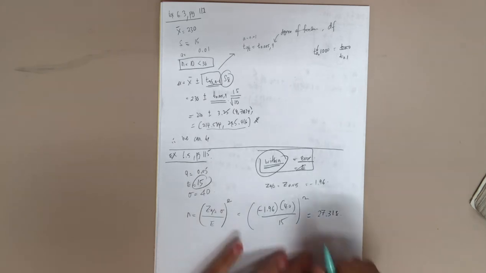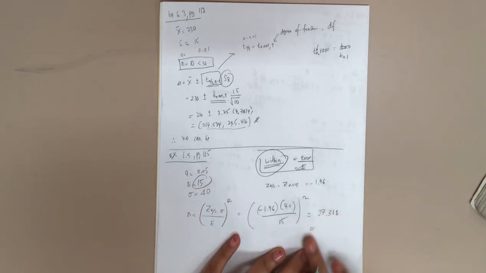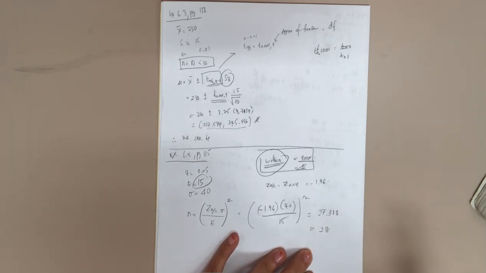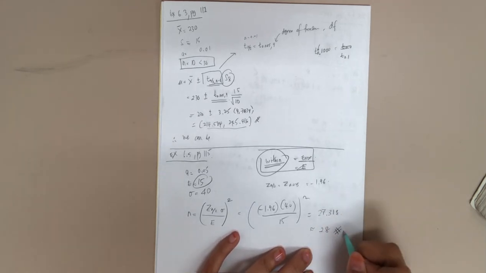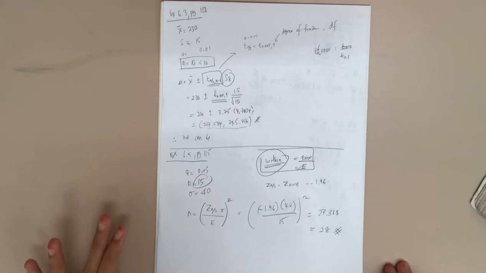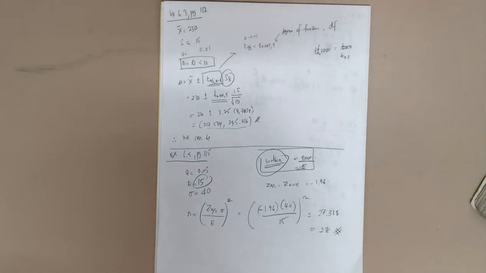So what we need to do is round off to the next number, which is 28. Therefore, the sample size for this question just now, example 6.5, is 28. Okay, class?